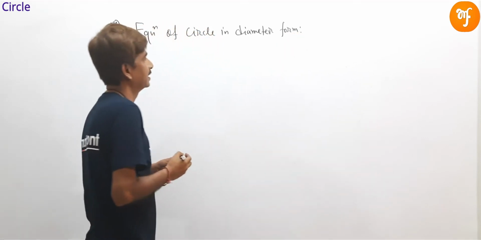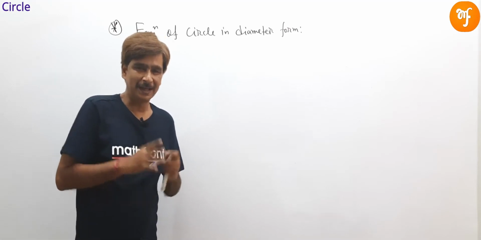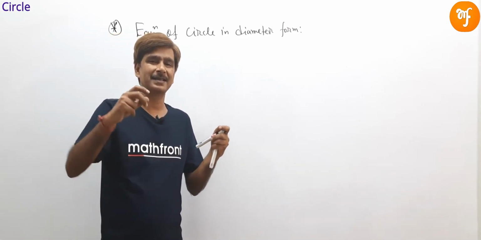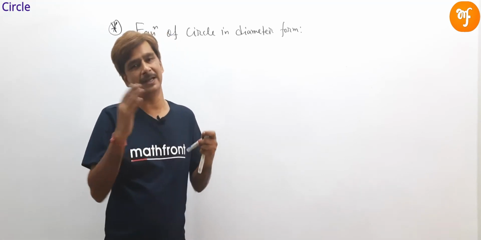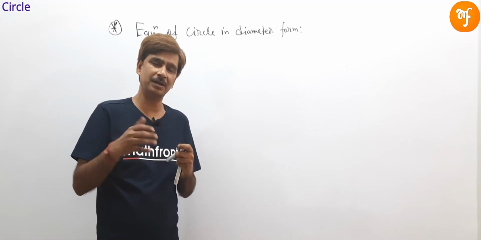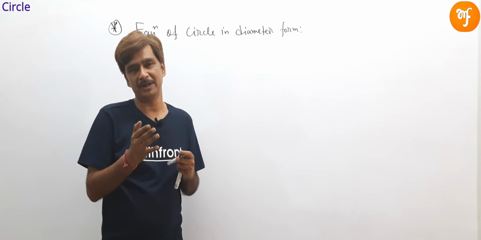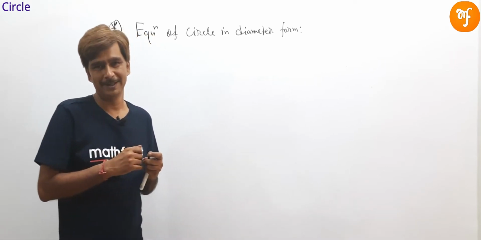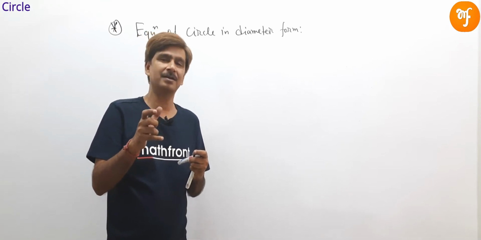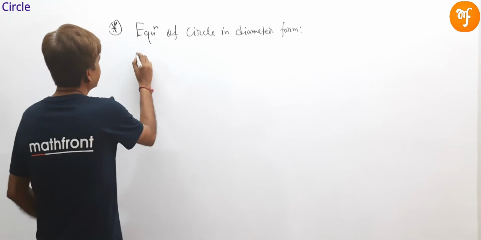Okay. So, what type of equation is it? The equation of a circle whose diameter has ends given as x1, y1 and x2, y2 can be written as x minus x1 into x minus x2 plus y minus y1 into y minus y2 is equal to 0. That is, here the extremities of the diameter are given.